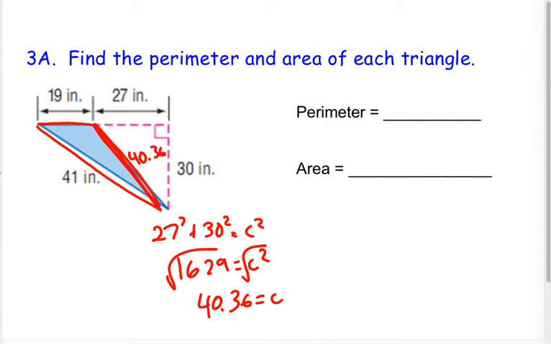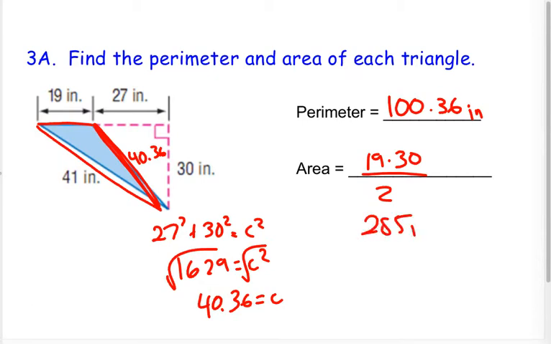So when I add that to 41 and 19, my perimeter becomes 100.36 inches. Now my area is going to be just 19 times 30. 19 is my base, 30 is my height, divided by 2. So that's going to be 285 inches squared. All right, that's all I'm doing.